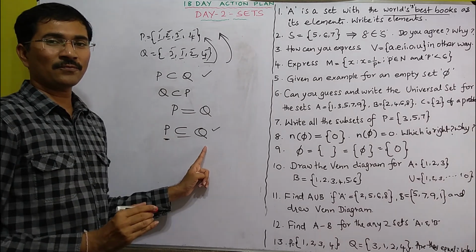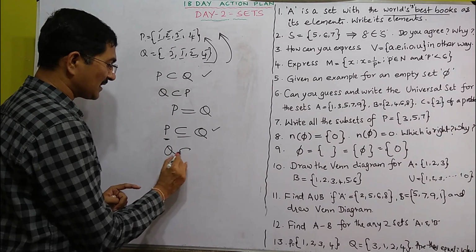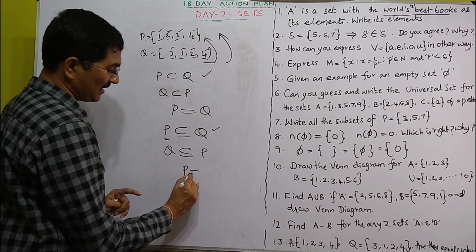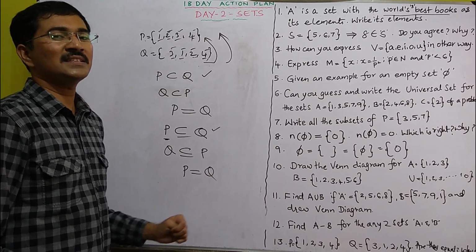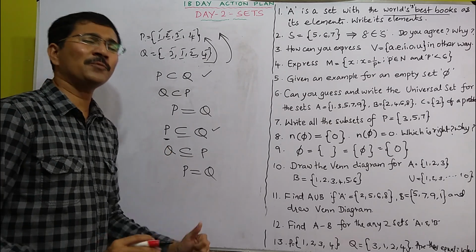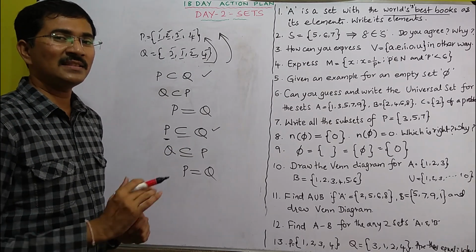So if P is a subset of Q and Q is a subset of P, then we say P is equal to Q. This is one important condition, asked a number of times in examinations in the objective section.